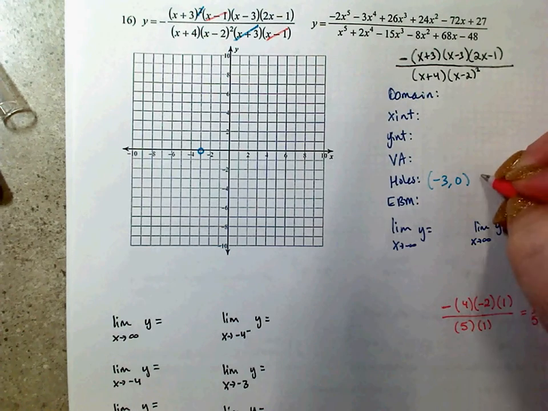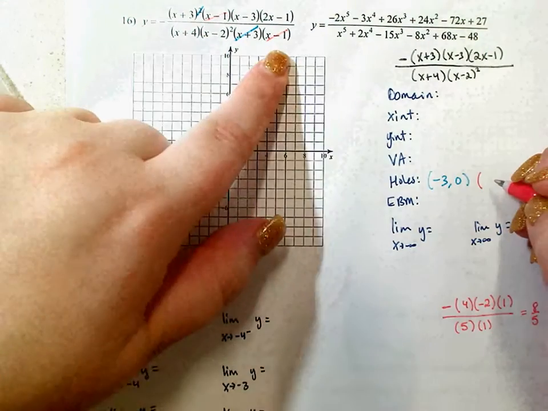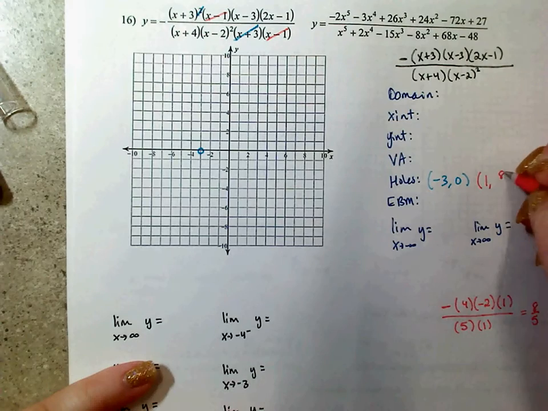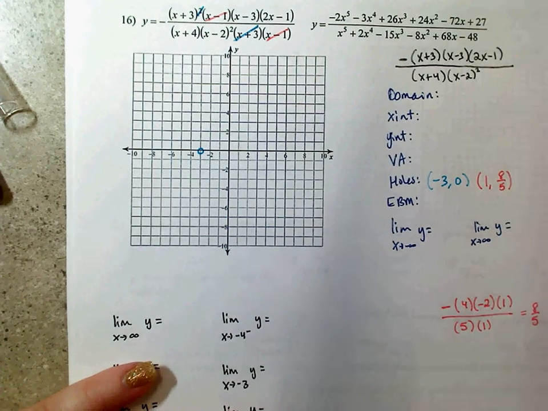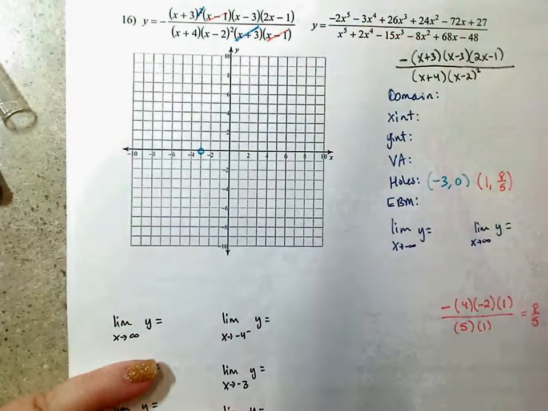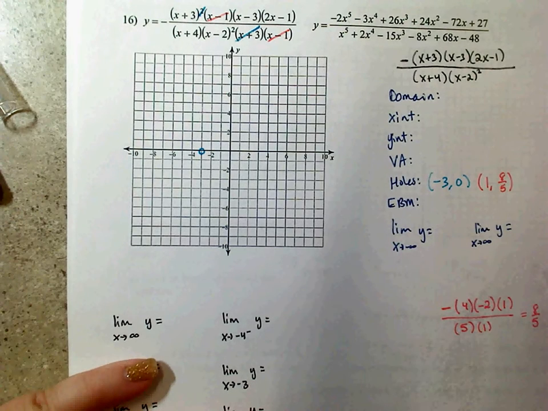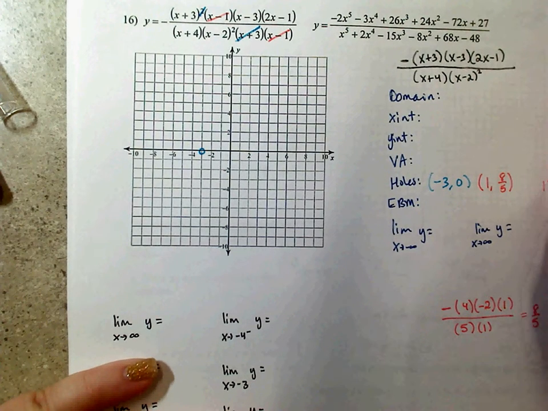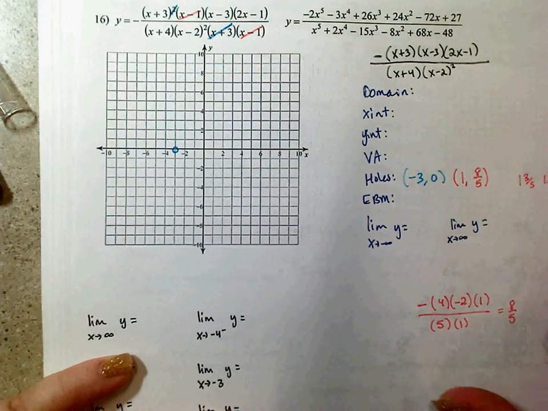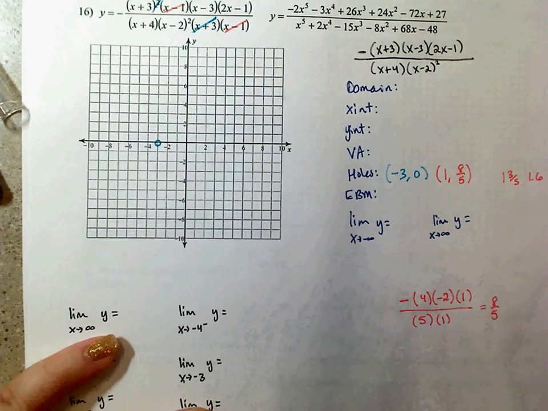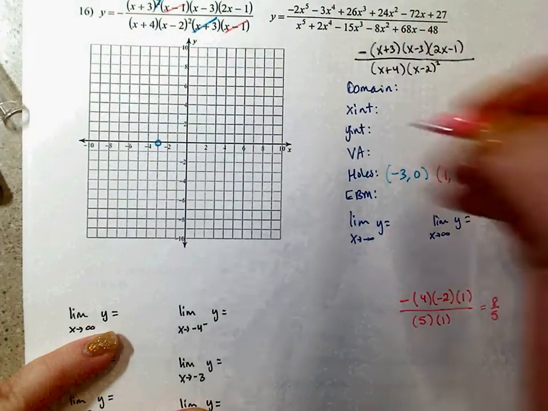So I know I have a hole in the graph at (1, 8/5). And I'll go ahead and graph that as well. 1, 8/5. So 5 goes in 8, 1 time with 3 left over, so that's 1 3/5 or 1.6, because 3/5 is 6/10. Okay? So around 1.6.